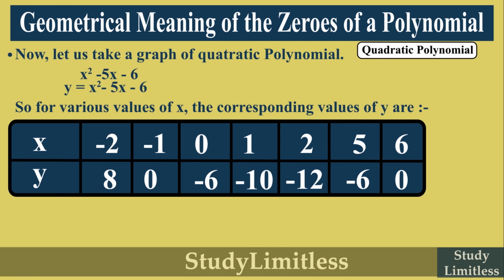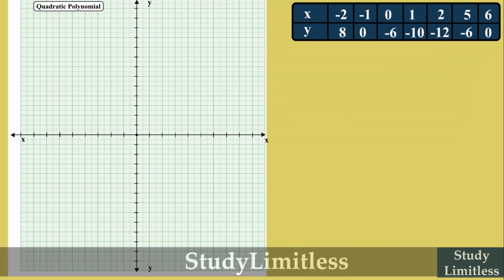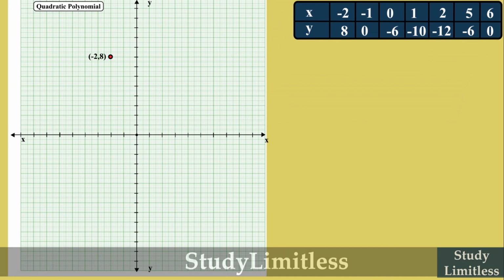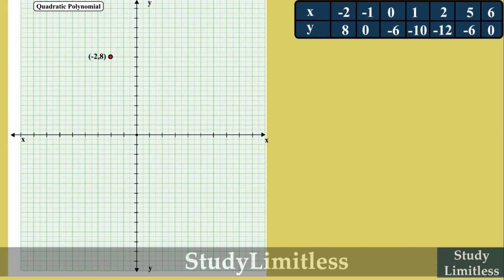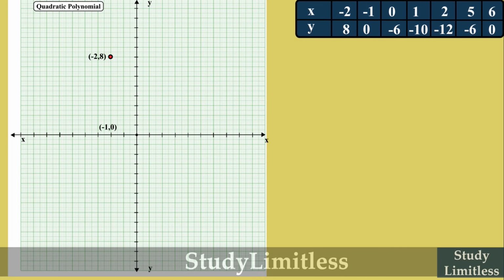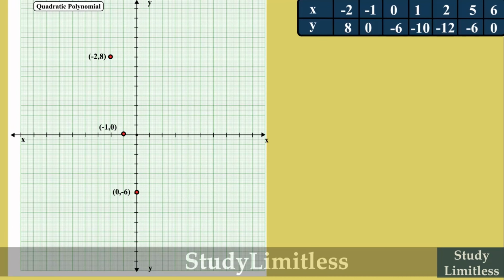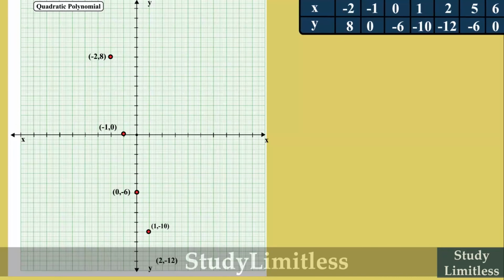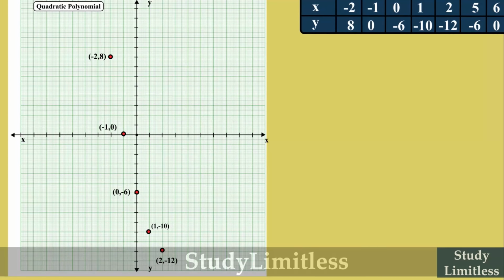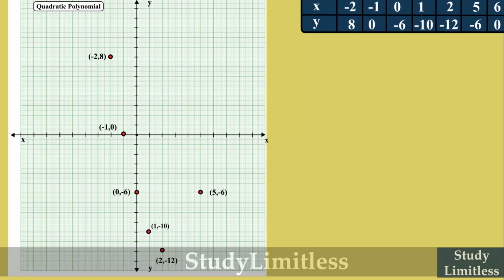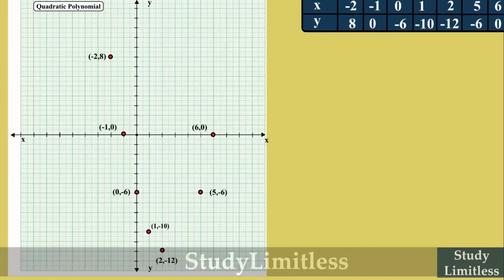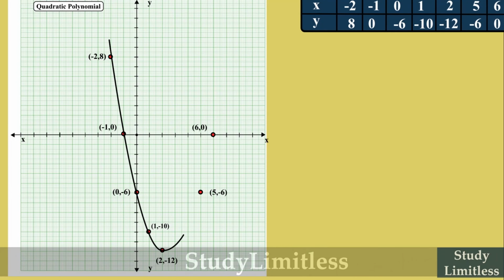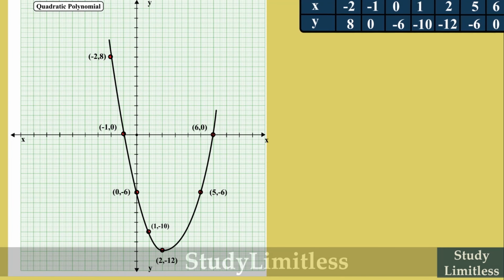Now these are the points. Let us take a graph and arrange these points in their correct places. First is (minus 2, 8). Second is (minus 1, 0). Third, (0, minus 6). Fourth, (1, minus 10). Fifth, (2, minus 12). Sixth, (5, minus 6). Seventh, (6, 0). Now, just roughly connect these points, and we get the graph of the quadratic polynomial.